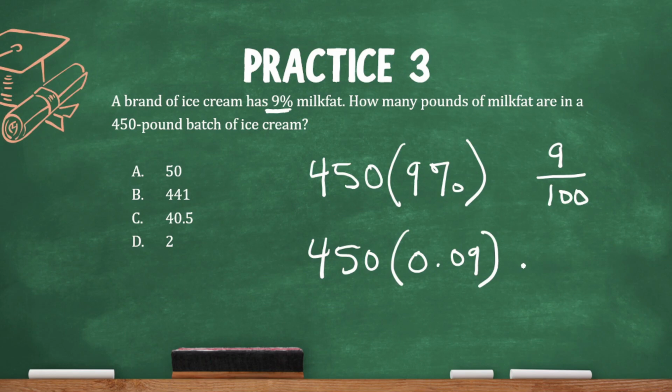So either way you want to enter it in the calculator is fine, but if you put 9%, make sure you put the percent button as well. So let's go ahead and do this on the calculator, and our answer is 40.5 pounds.